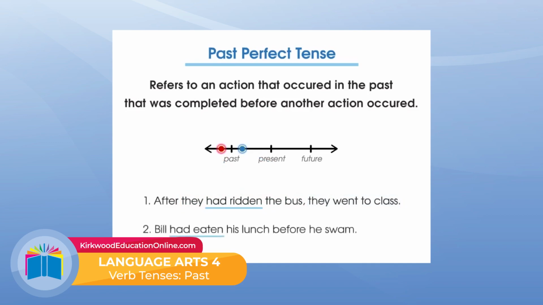Look at the next sentence. Bill had eaten his lunch before he swam. Bill had already completed eating his lunch, an action in the past, and then another action occurred. He swam. And that is the past perfect tense.